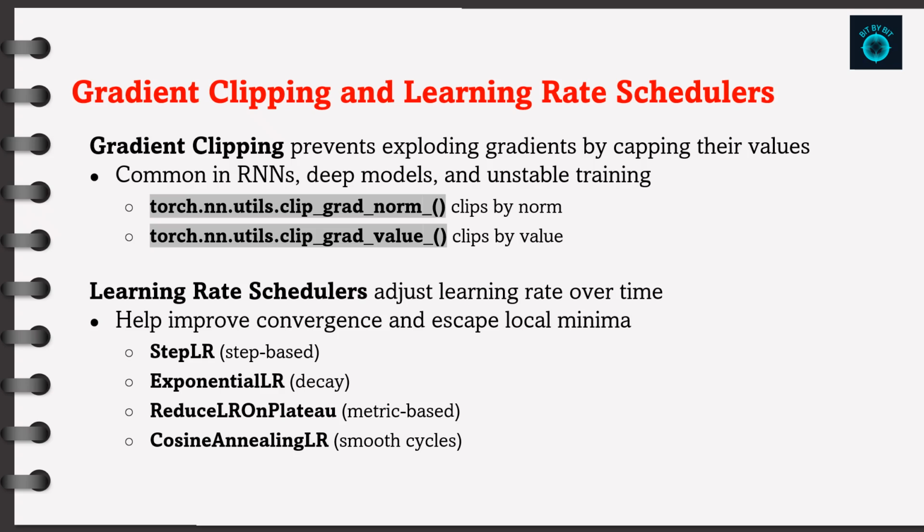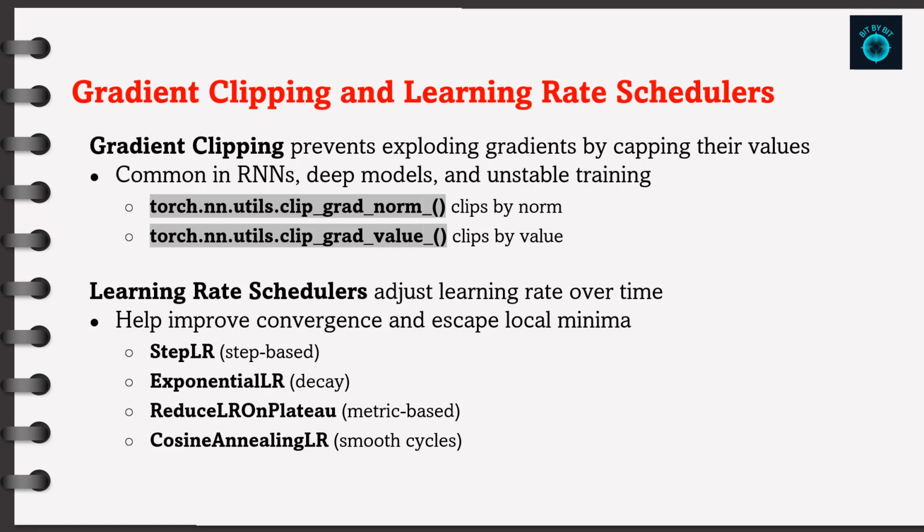Next, learning rate schedulers dynamically adjust the learning rate during training. They help the optimizer converge faster or avoid getting stuck in local minima. There are several types. StepLR decreases the learning rate by a factor every fixed number of epochs. ExponentialLR applies continuous decay.